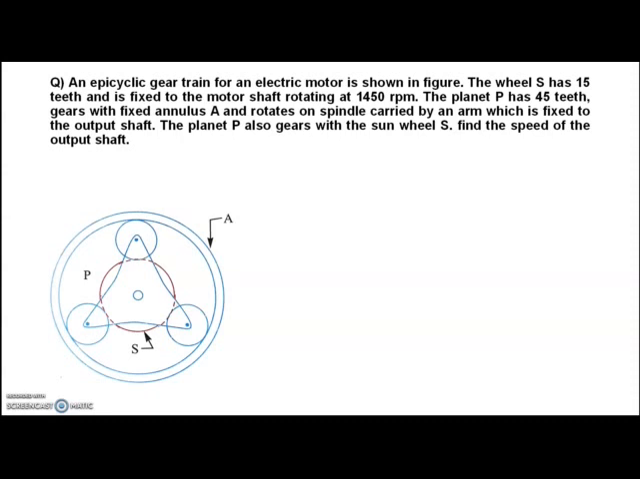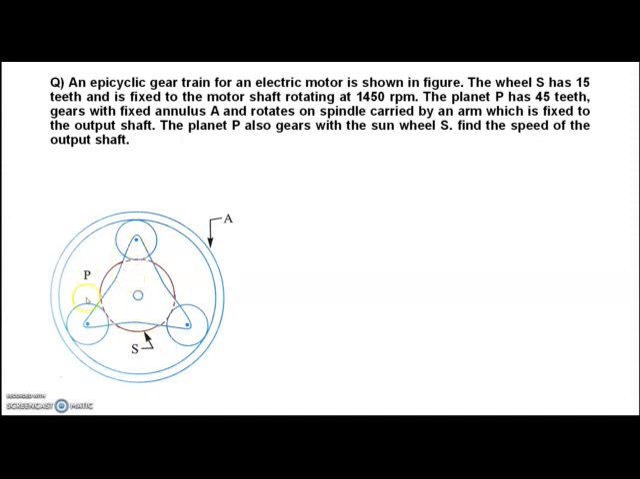The wheel S has 15 teeth. This is the wheel S, where S means sun wheel normally. TS is 15 and it is fixed to the motor shaft rotating at 1450 rpm. That means NS is given as 1450 rpm. The planet P has 45 teeth.